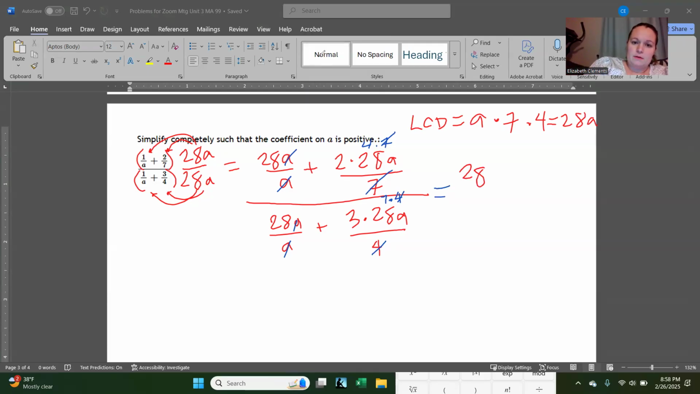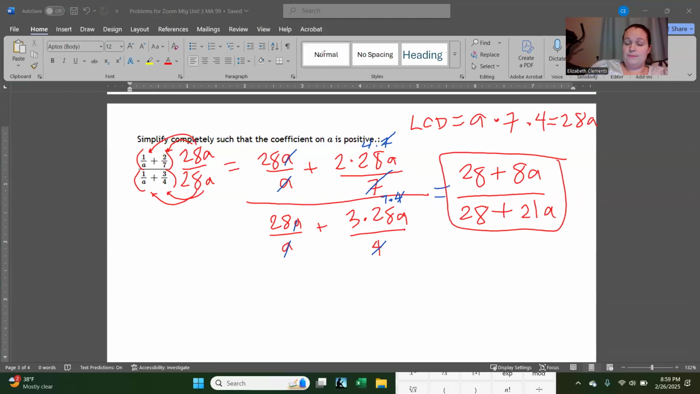So I'm left with 28 plus 2 times 4 is 8. And then I have my a, all over 28 down here. The a's crossed off, plus 3 times 7 is 21 with an a. And that's your answer. So first, least common denominator, multiply by it, simplify what needs to be simplified, and you have your answer.